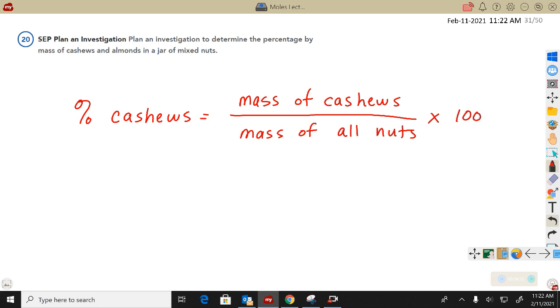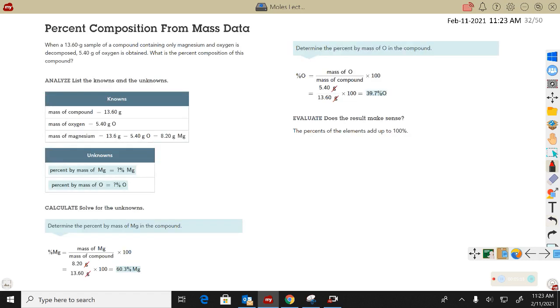And we could do the exact same thing for the almonds, where we would just pull out all the almonds, find their mass, put them back in, and find the mass of all the nuts together. Divide the part by the whole, multiply by 100, you've got your percentage. Now, realistically, in chemistry, we're probably not going to be measuring mixed nuts. Instead, we look at percent composition with compounds.